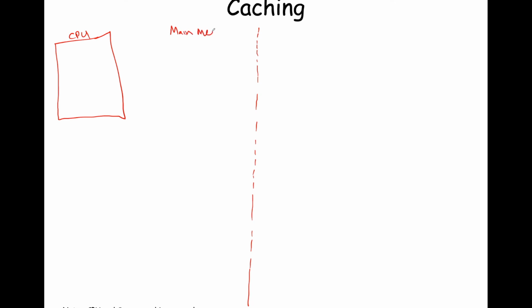So here's an example of caching, and I'm going to draw down the center a line to separate the two sides. I'm going to talk about caching as it pertains to the CPU and as it pertains to servers. So here's my CPU, central processing unit, and I'm going to draw it really big here, and I'm only going to draw the CPU, and I'm going to draw main memory.